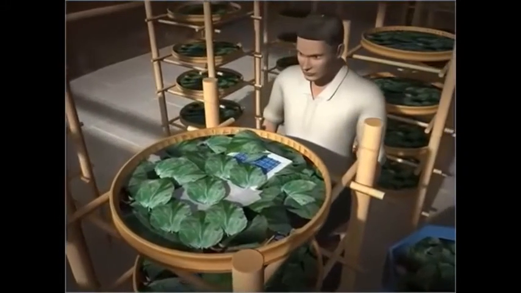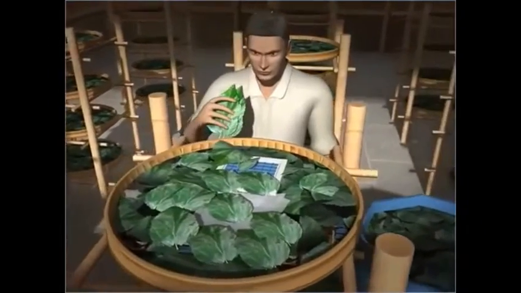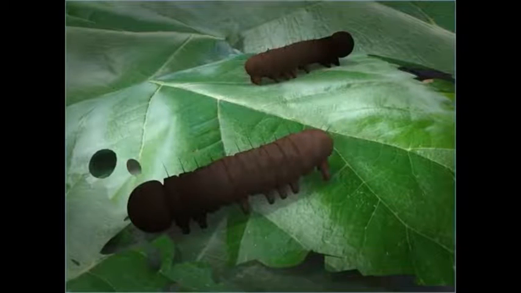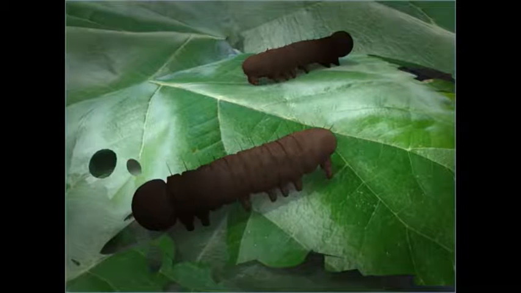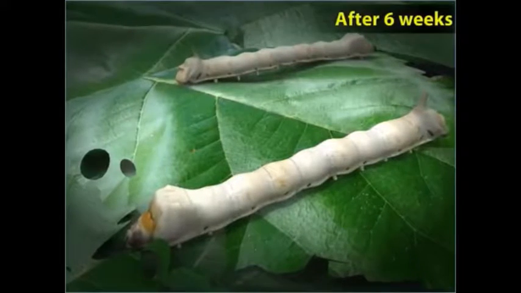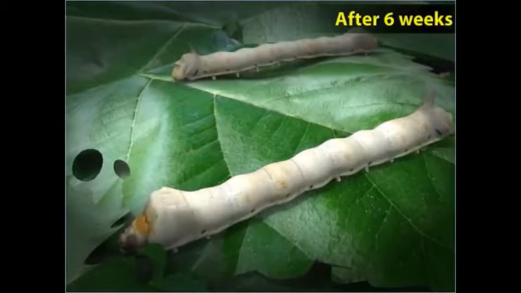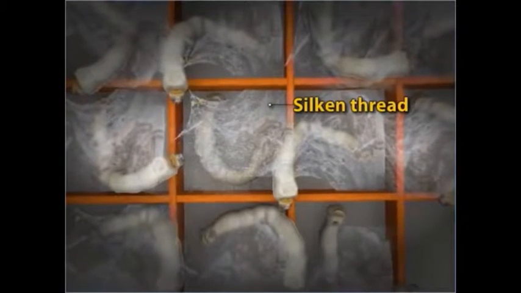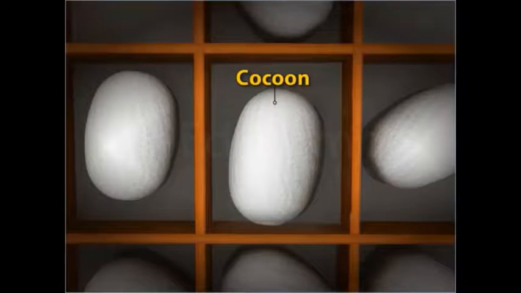These egg frames having larvae are then covered with fresh mulberry leaves by the silk farmer. The larvae then crawl out of the egg frames and feed on the mulberry leaves day and night for 4 to 6 weeks and grow into adult larvae. After approximately 6 weeks, the adult larvae stop feeding. Farmers transfer these larvae to mountages. Each larva then produces a single continuous silken thread and wraps this thread around itself to form a protective case called a cocoon. The cocoon formation completes in 3 days.